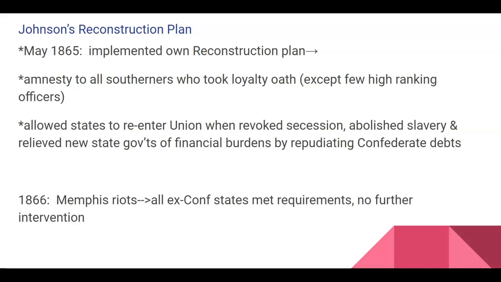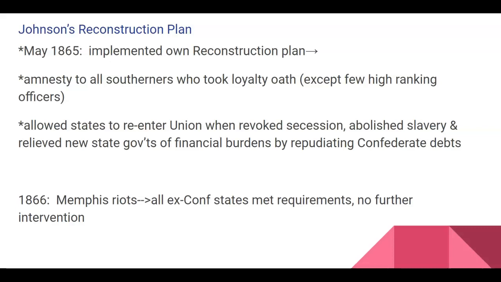He wanted to allow all of the former Confederate soldiers to vote, except for the very top echelon like Jefferson Davis, and he wanted to give them their land back and all this stuff. I mean, he was going easy on them. So he was going to give amnesty to all the Southerners who took the loyalty oath. They were going to re-enter the Union once they revoked their secession and abolished slavery, and they were going to get the new state government. The financial burdens were going to be gone because the federal government was going to pay.